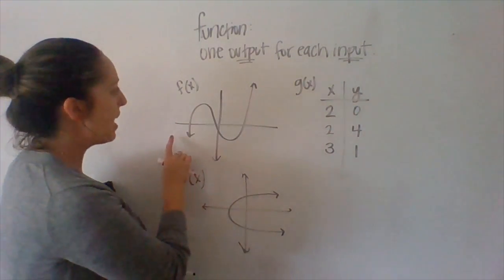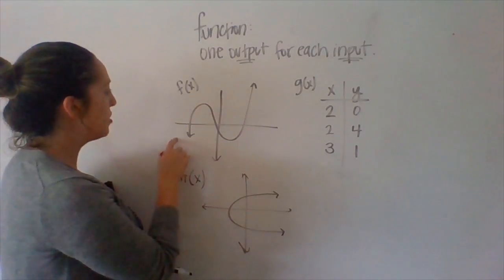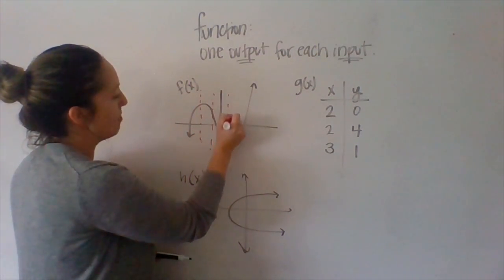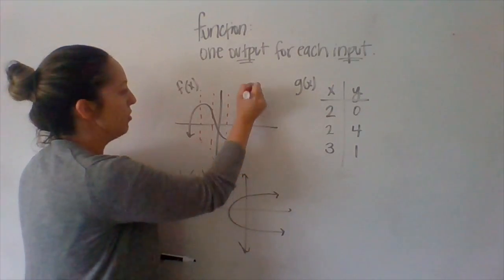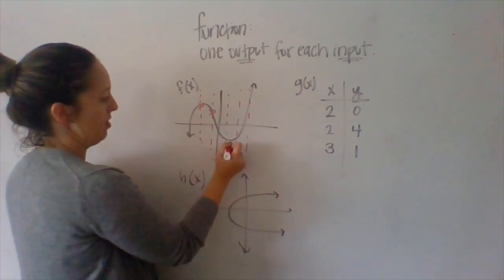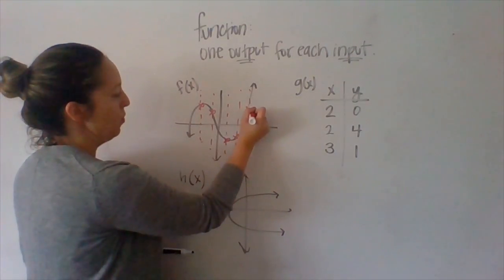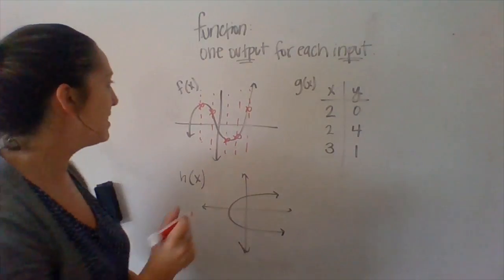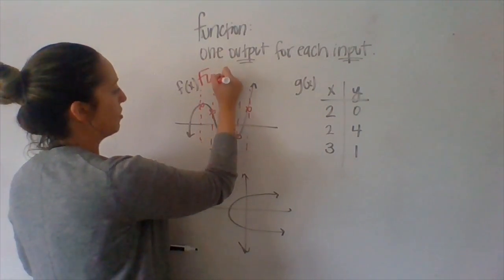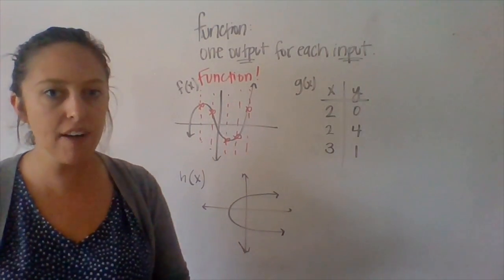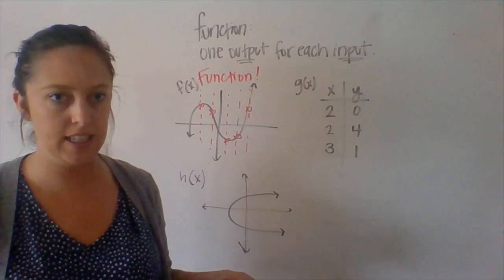So, looking at this example, if I were to draw a vertical line through any single point on my graph, anywhere all the way through, notice I'm only hitting one time, right? Anywhere I draw it through, it's only hitting it once, which means that this passes the vertical line test and that this is a function. Okay, so f of x in this situation would be a function.